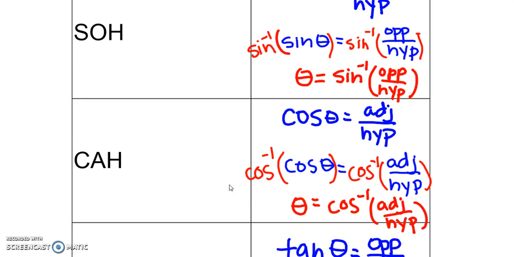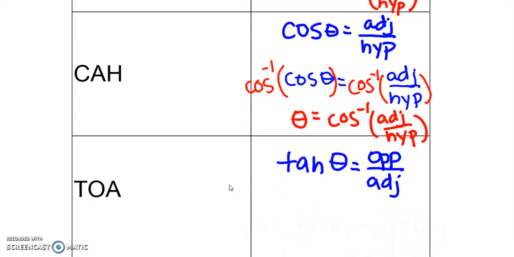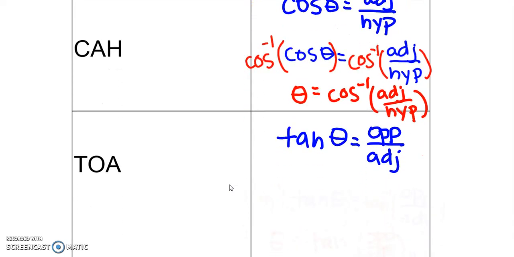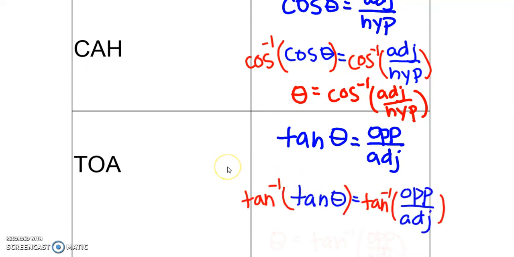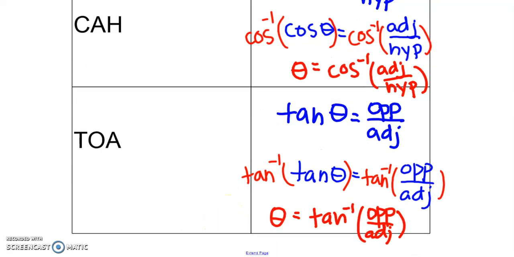We have one last one to do, and we're going to do it to the tangent function. So when I take tangent of theta equals opposite over adjacent, and I'm undoing tangent, I'm going to do the tangent inverse. So I've taken tangent inverse of tangent of theta, and then I've also taken tangent inverse of opposite over adjacent. And when I tangent inverse this side, just like the others, we're going to be left with just theta. And on the other side, we have tangent inverse of opposite over adjacent.